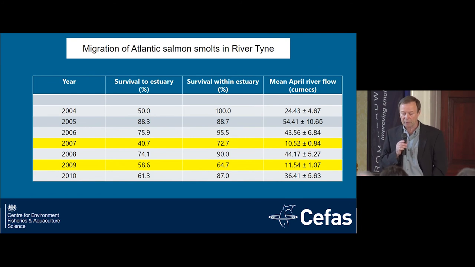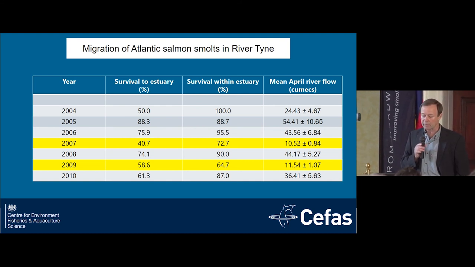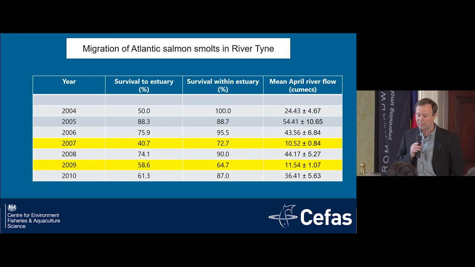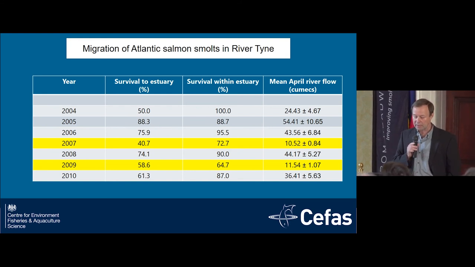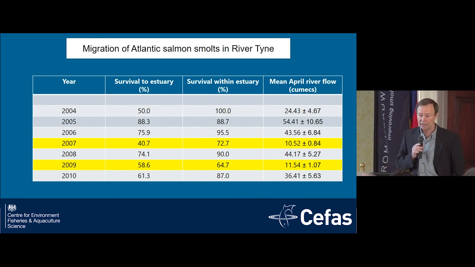But I think the most interesting result to come out of this was looking at the difference in survival in terms of the migration from within the freshwater zone and within the estuary. And clearly in most years, survival within the freshwater environment was a lot lower than survival within the estuary. And what was also interesting was when you plot the mean April river flow for each of the years, you can see that survival within freshwater appears to be a lot lower when you have very low river flows. And this was consistent within 2007 and 2009. And this is the nice thing about doing tracking studies over long periods. You can see these differences between years, particularly when changes in freshwater flow are very evident.